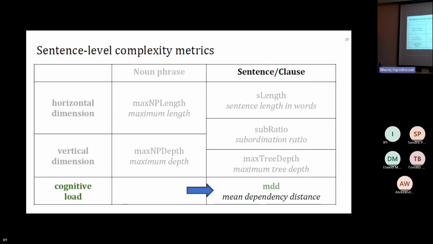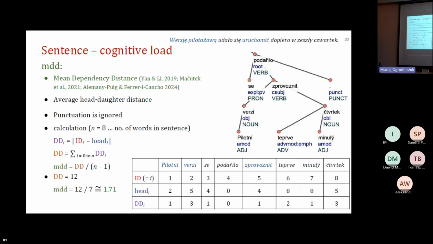Sorry. Yeah, so it was still sentence level. Now we are at the mean dependency distance. We call it cognitive load, but it's maybe not so interesting. It's a metric that measures the distance in words between the dependent and its head.